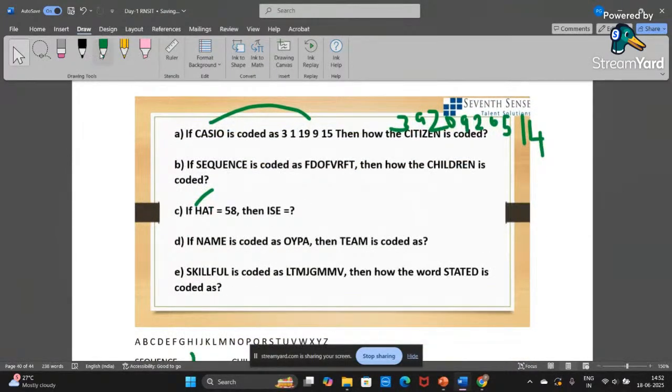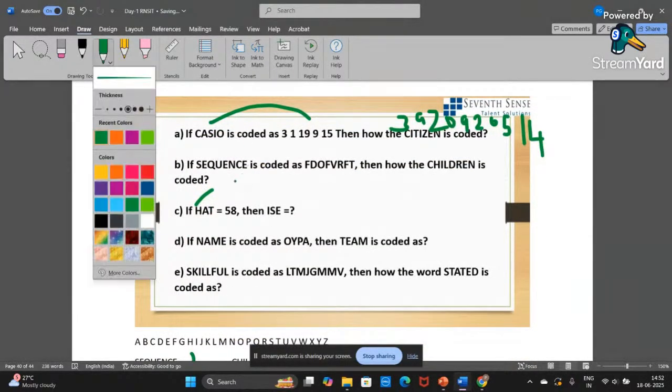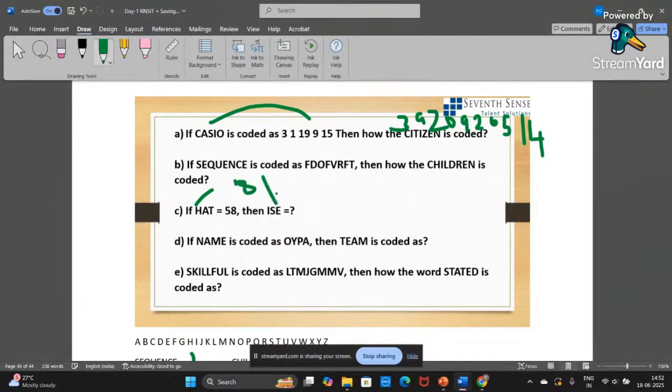So let us write that. 8 plus 1 plus 20. So adding all these three, the sum of the given word is 29. But here they have given us 58. So what we have to do, we have to think that. So let us try to double this number. So doubling this, we'll get 58. So this is the logic applied for this.